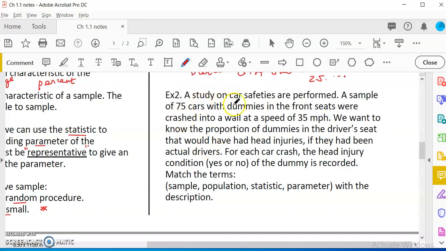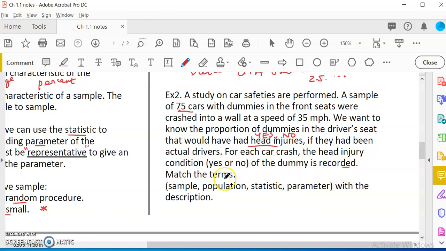A sample of 75 cars with dummies on the front seats were crashed into a wall at a speed of 35 miles per hour. So you have 75 cars that you're actually collecting data on, and each car would crash into a wall. We don't know the proportion of dummies in the driver's seats that would have had head injuries. So we want to see if there is yes or no: if the dummy had a head injury, as if they had been actual drivers. For each car crash, the head injuries condition, yes or no. We look at the dummies to see if there's a head injury condition, and you record it. So that is your data.